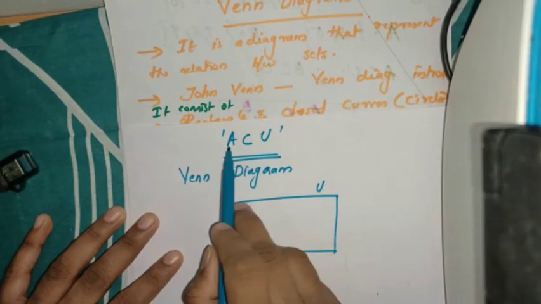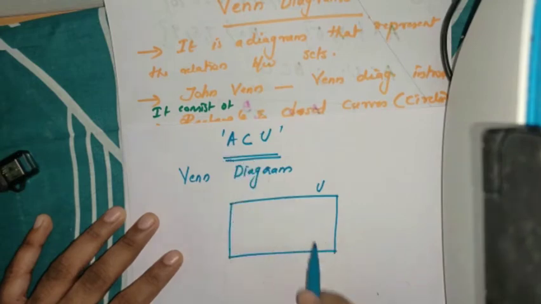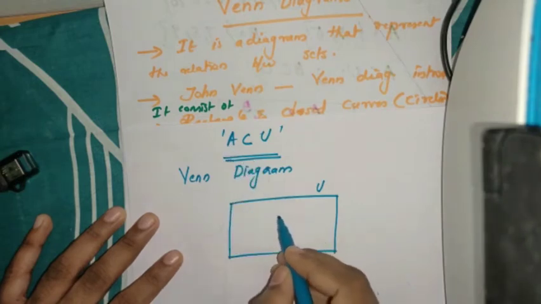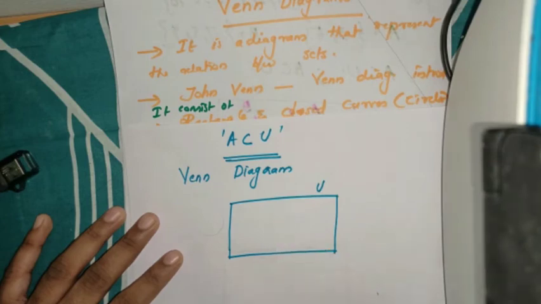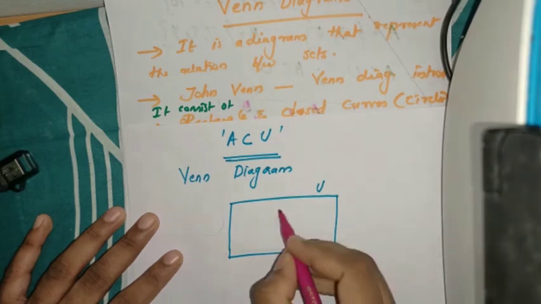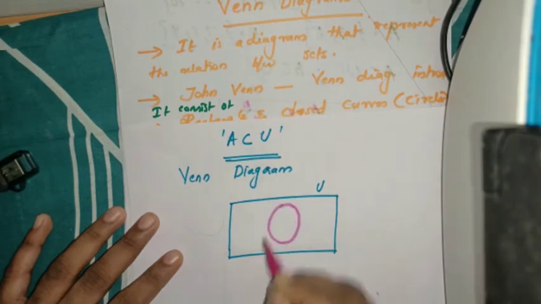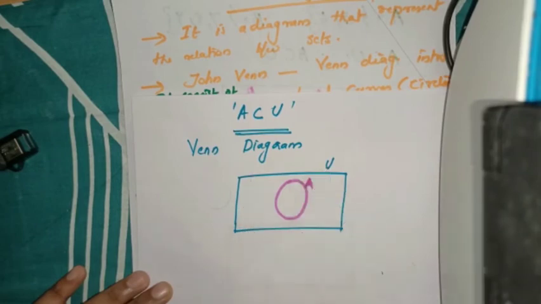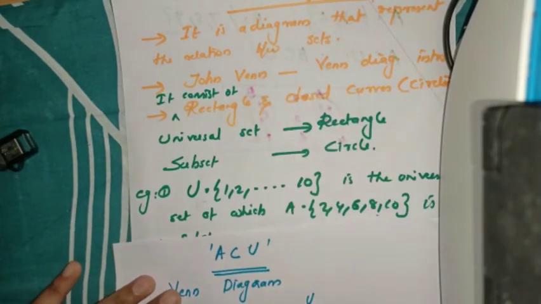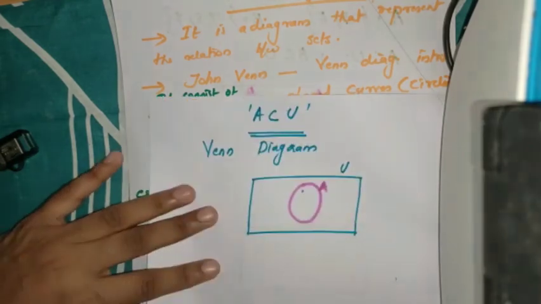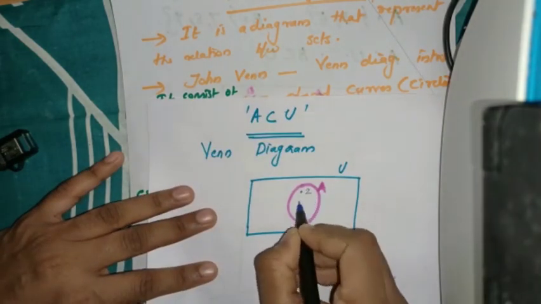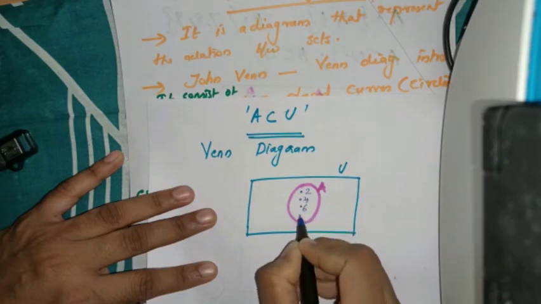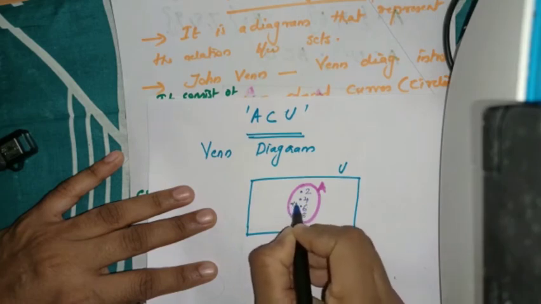And the subset here is A. A subset is represented by using a circle. So I draw a circle inside this rectangle. All the elements of A are in the universal set. So now let us mark the points. First mark the subset points 2, 4, 6, 8, 10. So put a point here. Elements of A are 2, 4, 6, 8, 10.